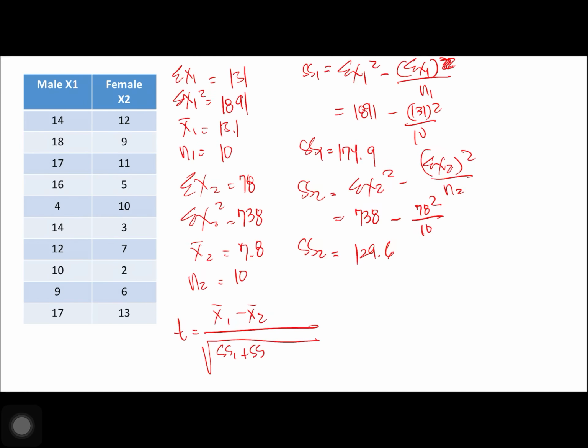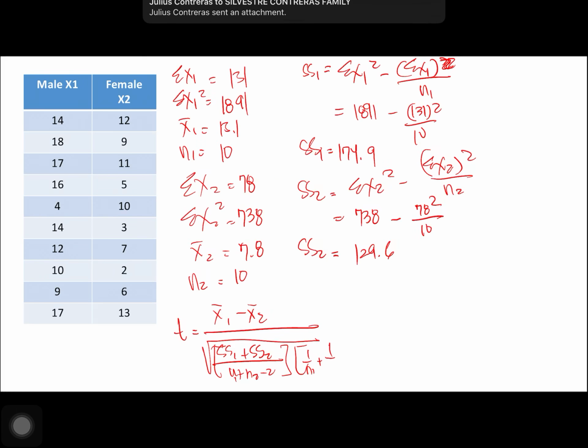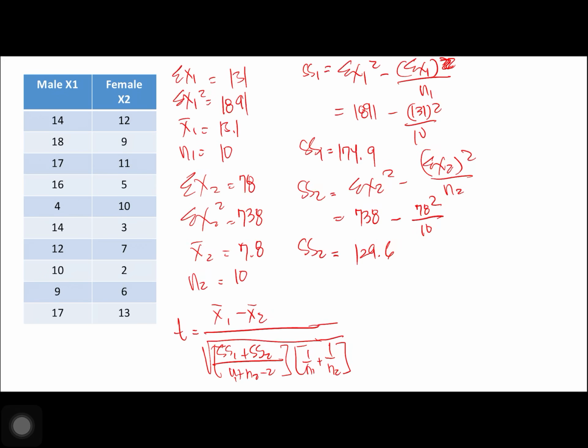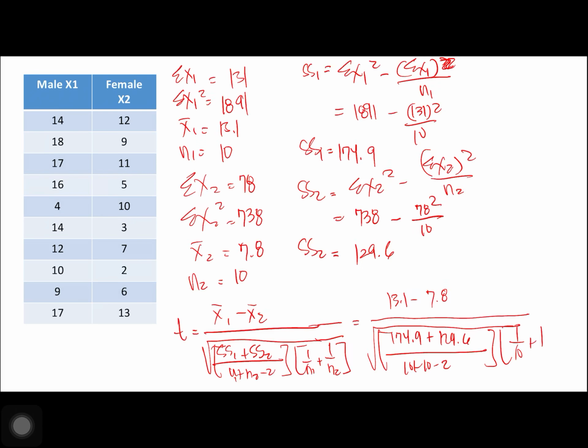Okay? So, we have here t is equal to x bar 1 minus x bar 2 over the square root of SS1 plus SS2 over n1 plus n2 minus 2 times 1 over n1 plus 1 over n2. We have your x bar 1 is 13.1 minus x bar 2, 7.8 divided by the square root of, we have 174.9 plus 129.6 over 10 plus 10 minus 2 times 1 over 10 plus 1 over 10. Okay? So, our computed value of t is 2.88. Okay?